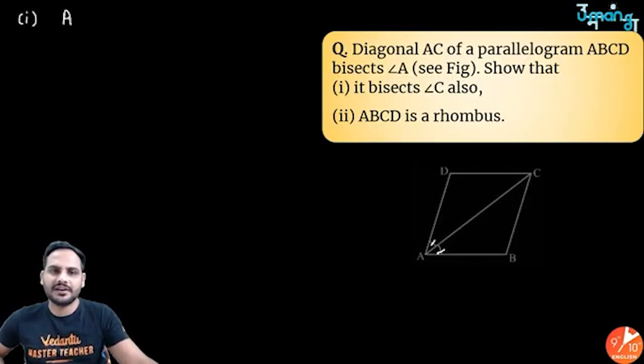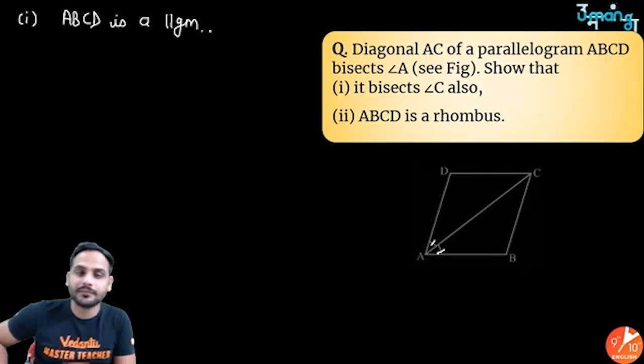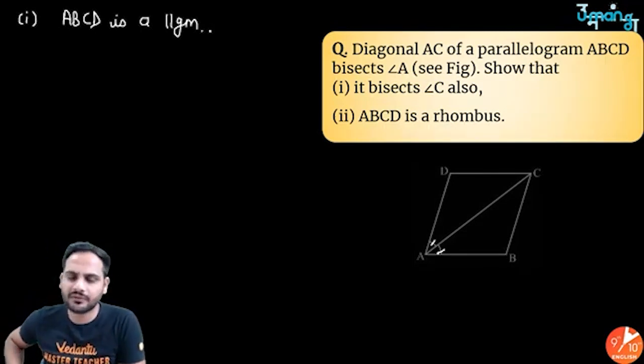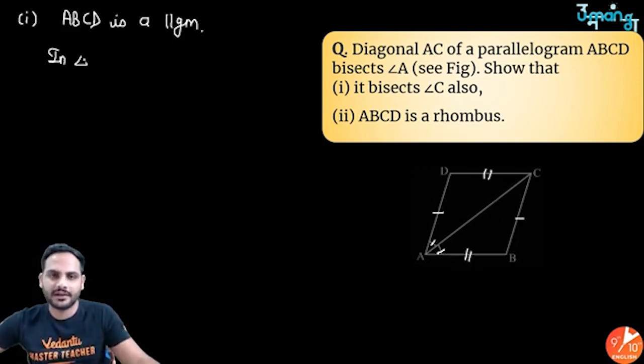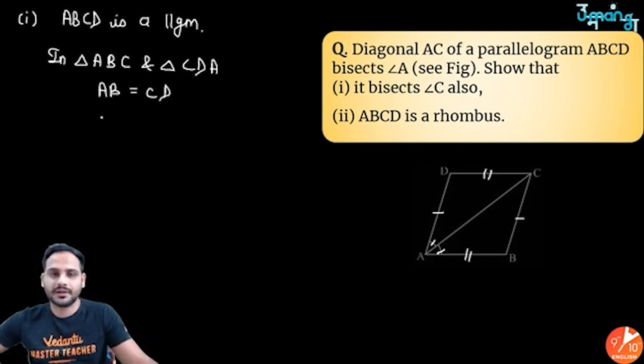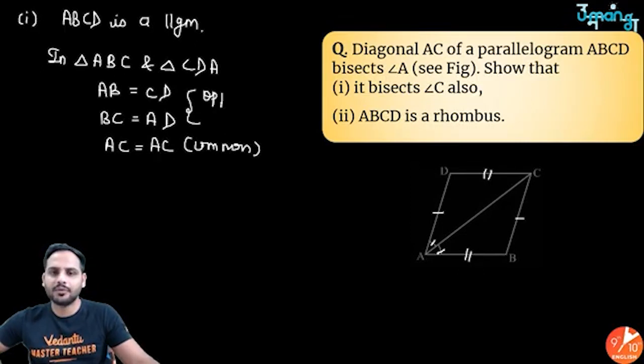What they have told, ABCD is a parallelogram. So if ABCD is a parallelogram, I can clearly say it will follow all the properties of the parallelogram. So AD is equal to BC and AB is equal to CD, right? So now I can say, sir, in triangle ABC and triangle CDA, by one thing, AB is equal to CD, BC is equal to AD, and AC is equal to AC, common. And these are opposite sides of a parallelogram.